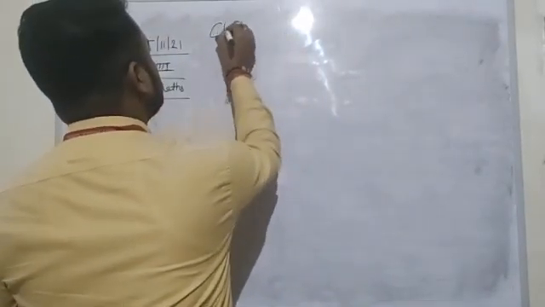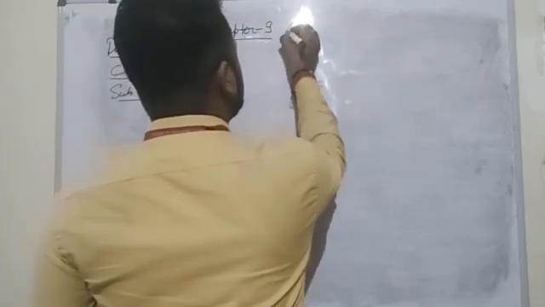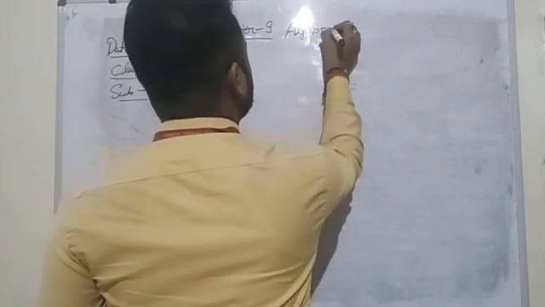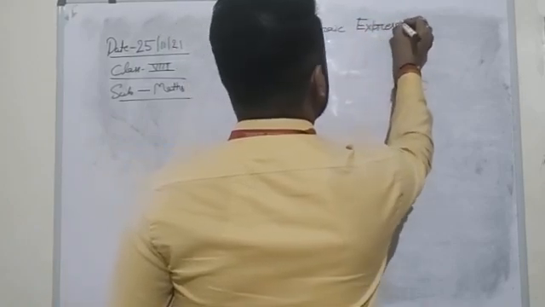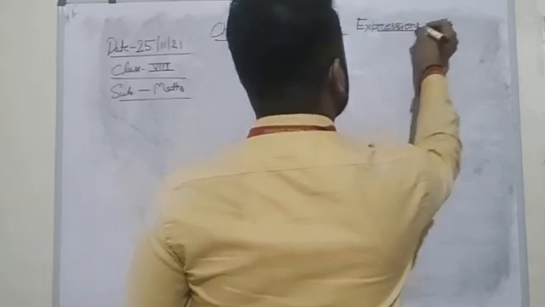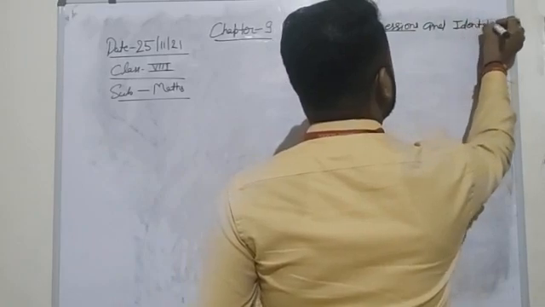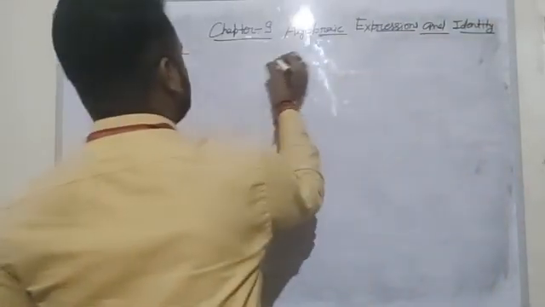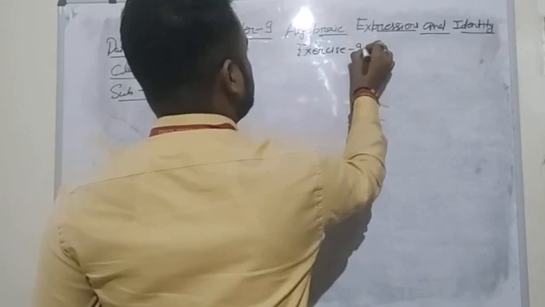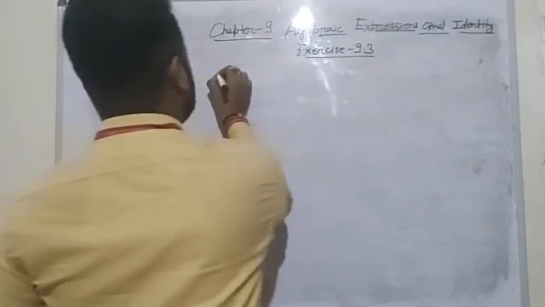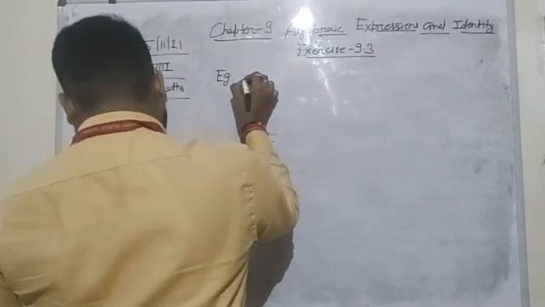So, chapter 9. Algebraic expressions and identity. Exercise 9.3. Example 5.